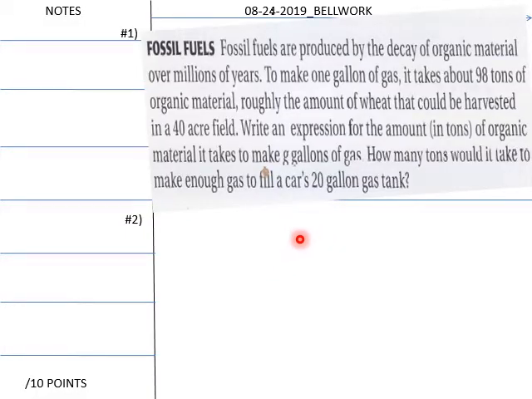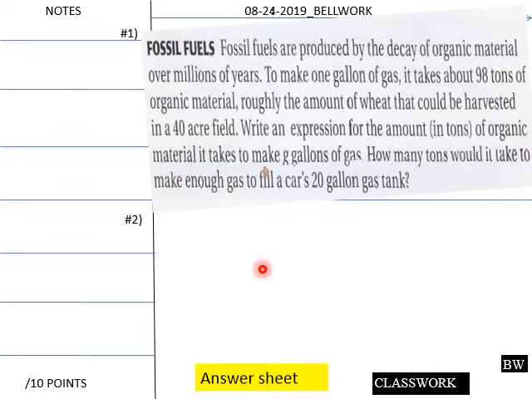Okay, teachers, our bell work here is this word problem here. How many tons would it take to make enough gas to fill a car's 20-gallon gas tank? This is your bell work. Give your students 5 minutes to complete this.